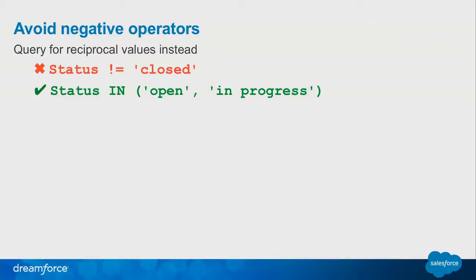So I talked earlier about a couple of inefficient operators. You want to make sure that you don't do any negative operations, so a not equals, not contains. With the optimizer, it realizes that when you do a negative operation, you're more likely to match a large number of records. And it's more efficient to just scan the table instead of using an index. So you want to use reciprocal values. Instead of not equals closed, you can do an equals or in with the reciprocal values.